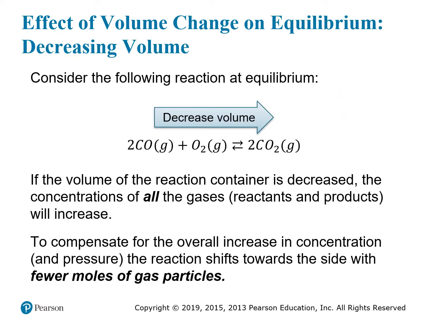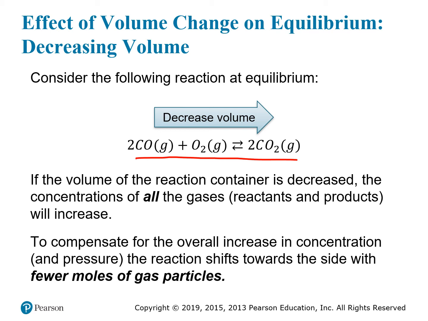Until now, we've just been dealing with changes in the concentrations of the reactants or the products, either by adding or removing substances physically to the reaction system. But there are other changes that you can make to an equilibrium system which will have a similar effect or cause a shift in the equilibrium. So for example, if we have a gas phase reaction and we change the volume of the container, it can shift the reaction in one direction or another.